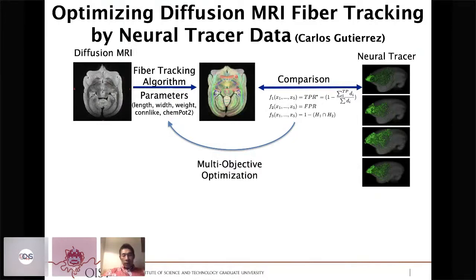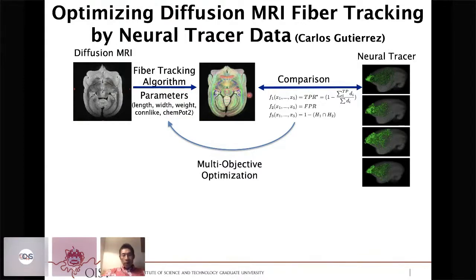But of course, the reliability of such a global connection depends on the tracking algorithm, and it has several parameters. Some of the parameters have a good basis from biophysics, but some of the parameters we have to optimize. And fortunately, in the BrainMinds project, we have both diffusion MRI data and also neural tracer injection data, which can work as a reference for optimizing fiber tracking algorithms.